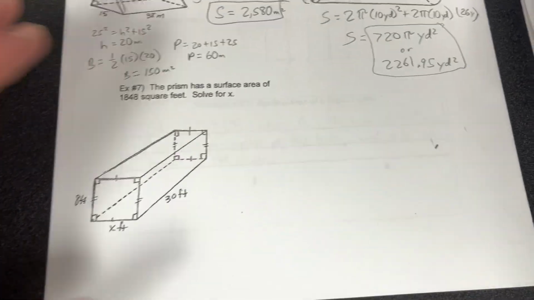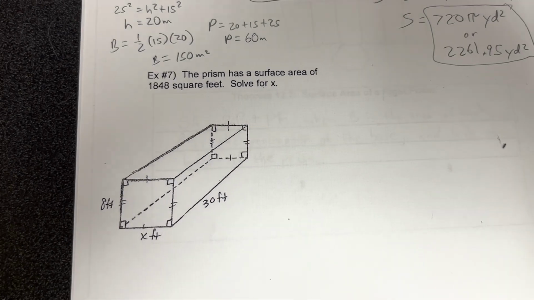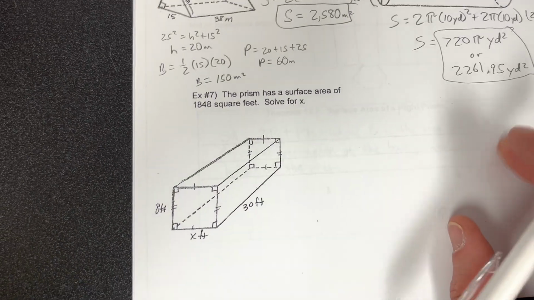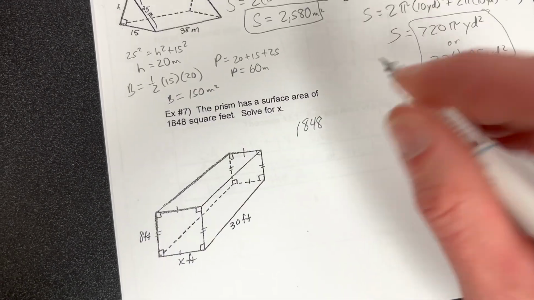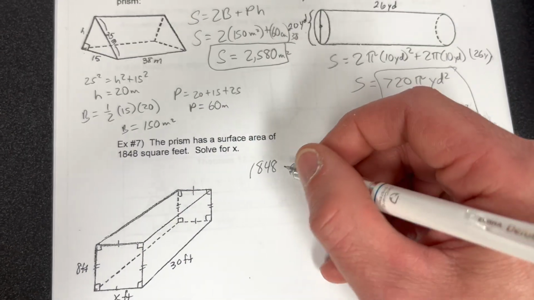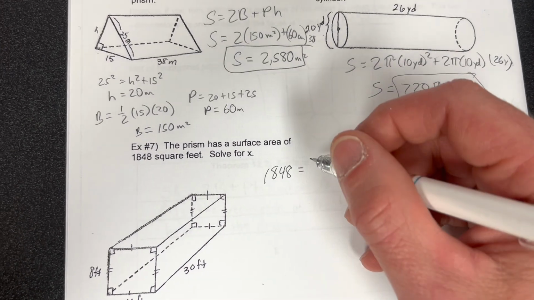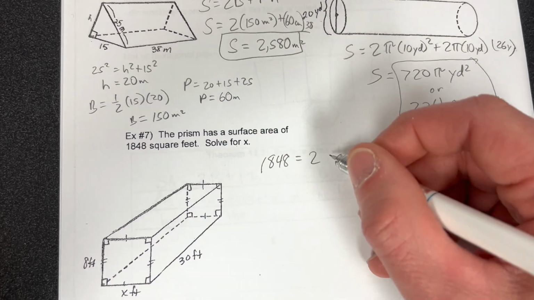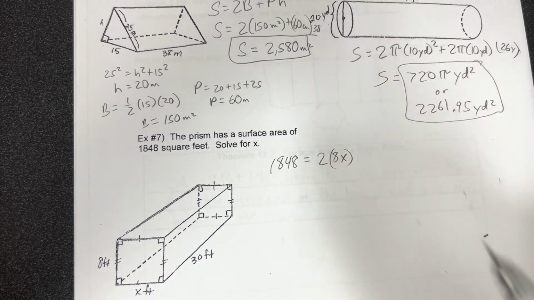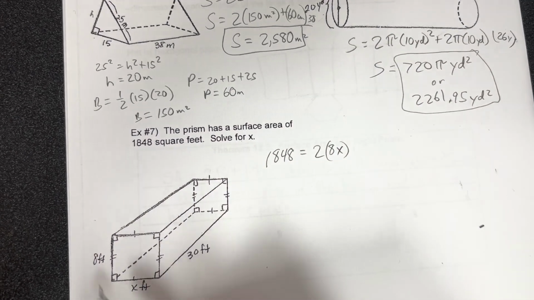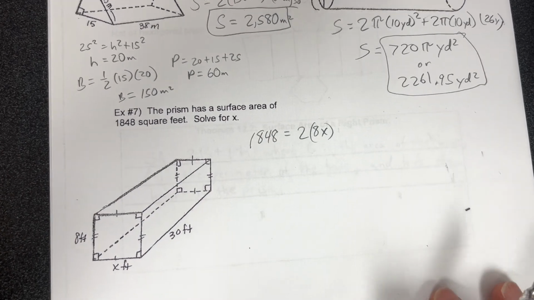And lastly, this prism has a surface area, so they're giving us a surface area, but they want us to solve for x. So surface area is 1848. That was a good year. Actually, don't know. I'm not a history guy. So 1848 is equal to 2 times the area of the base. Well, the area of the base is 8x. The area would be length times width, but I don't know what it is. I do know it's a rectangle, but that's it. So 8 times x.